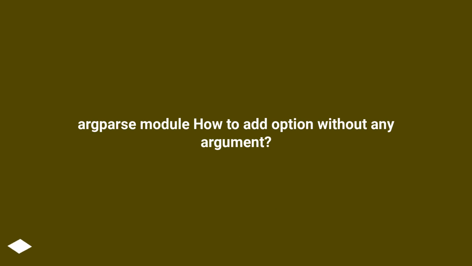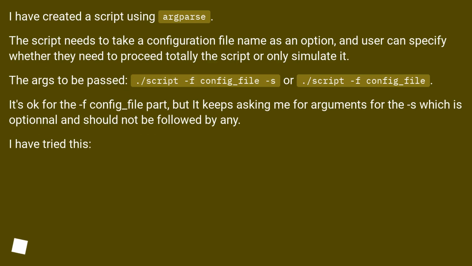Argparse module. How to add an option without any argument? I have created a script using argparse.